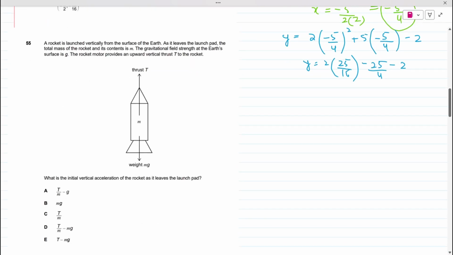Okay. Now y equals 2 1s are 2, 2 8s are 16, right? So 25 by 8 minus 25 by 4 minus 2. Now, of course, in order to simplify this all, we have to find the LCM. We need to make the denominator common in order to add or subtract them.